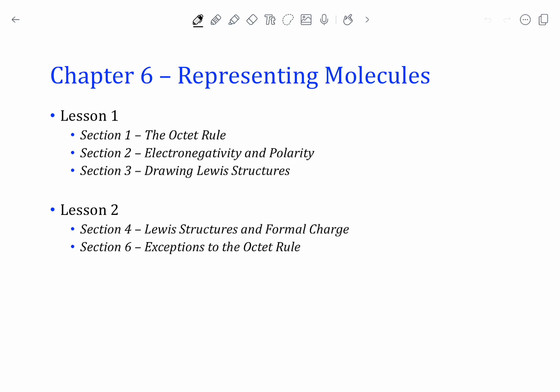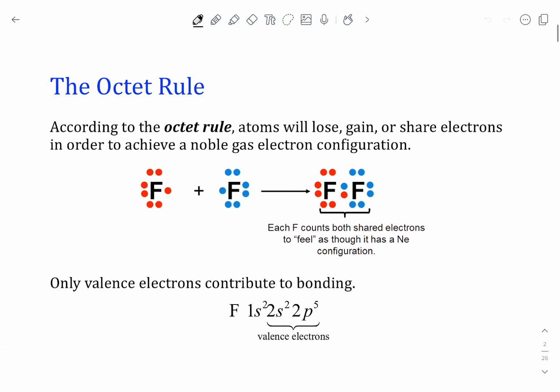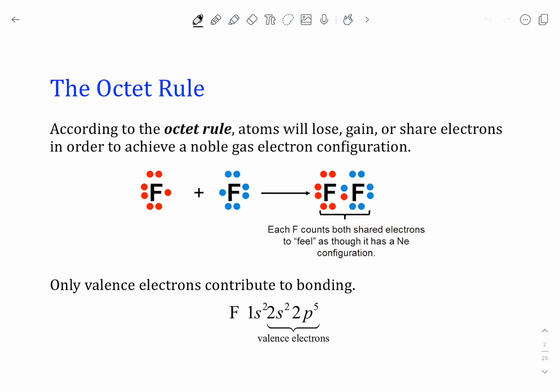So let's begin. We've talked about this before in our previous lessons, but just to review, according to the octet rule, atoms will lose, gain, or share electrons in order to achieve a noble gas configuration. Remember, this is the octet rule, so this is 8 because 8 is great. Atoms would prefer to have 8 electrons around them.